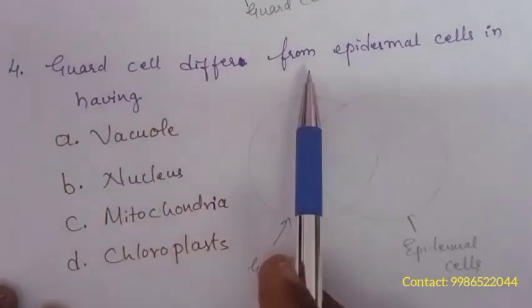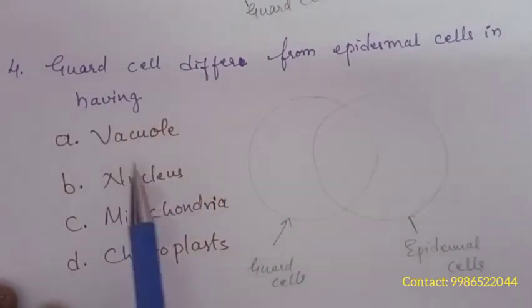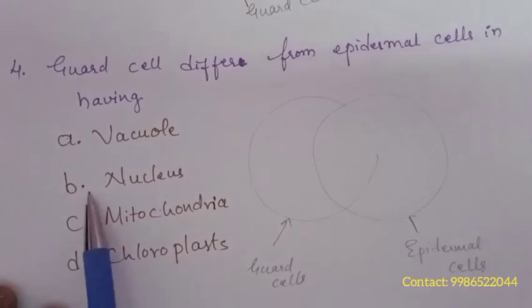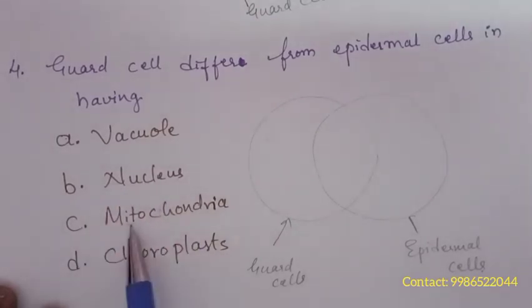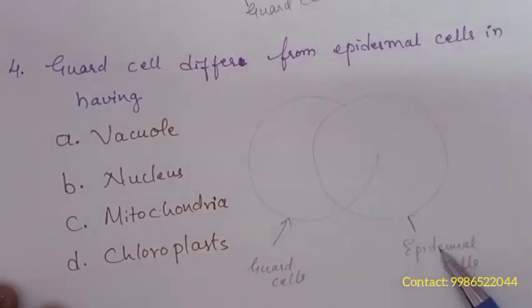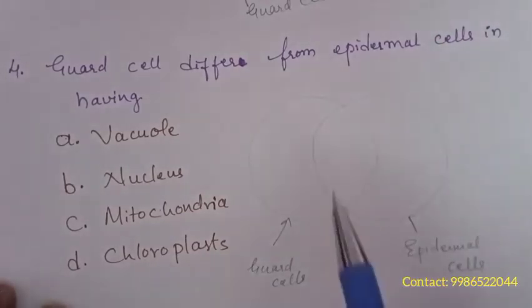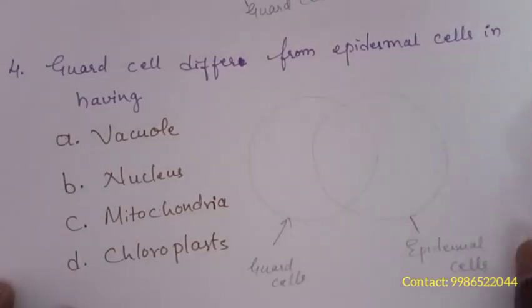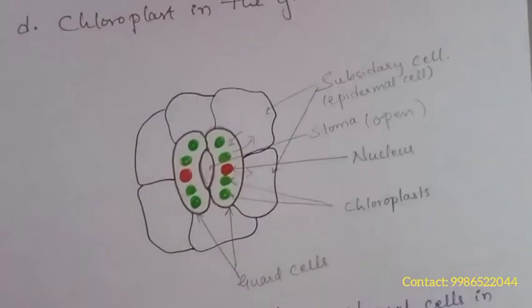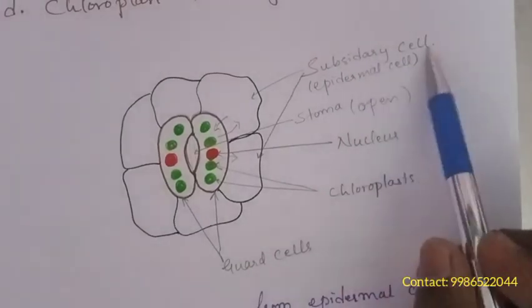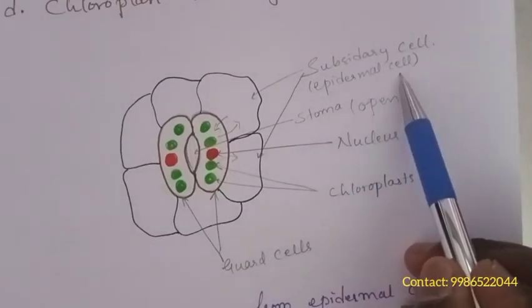Let us go with the fourth question. Guard cell differs from epidermal cell in having A, vacuole, B, nucleus, C, mitochondria, D, chloroplasts. Consider this is a guard cell and one more is an epidermal cell. I will try to explain this question with a Venn diagram. Before going to this, let us come back to the diagram once again. This subsidiary cell is also known as epidermal cell.